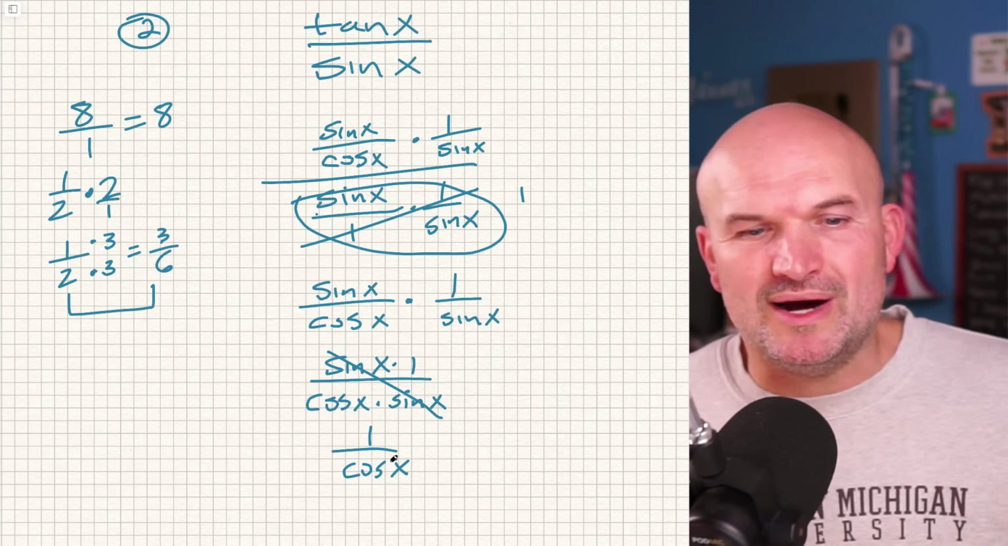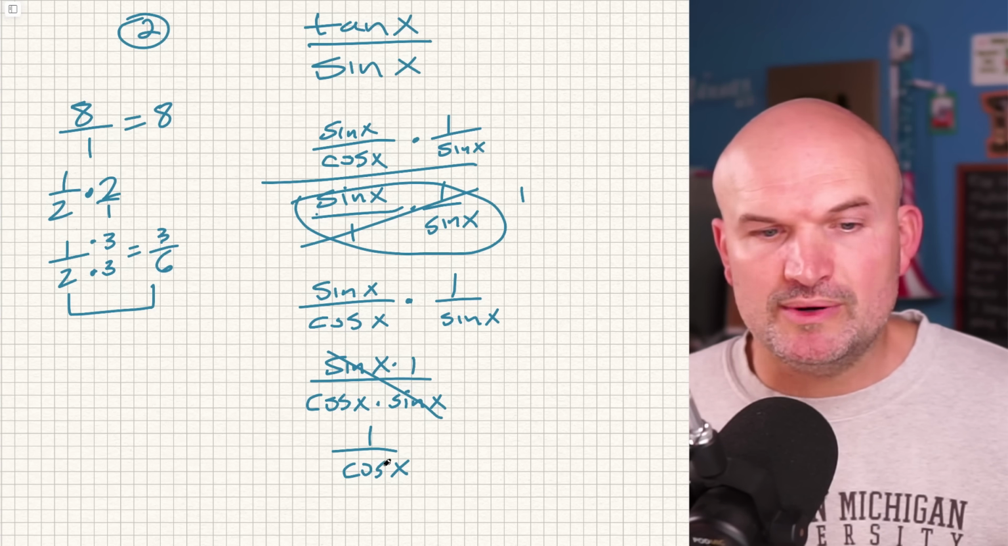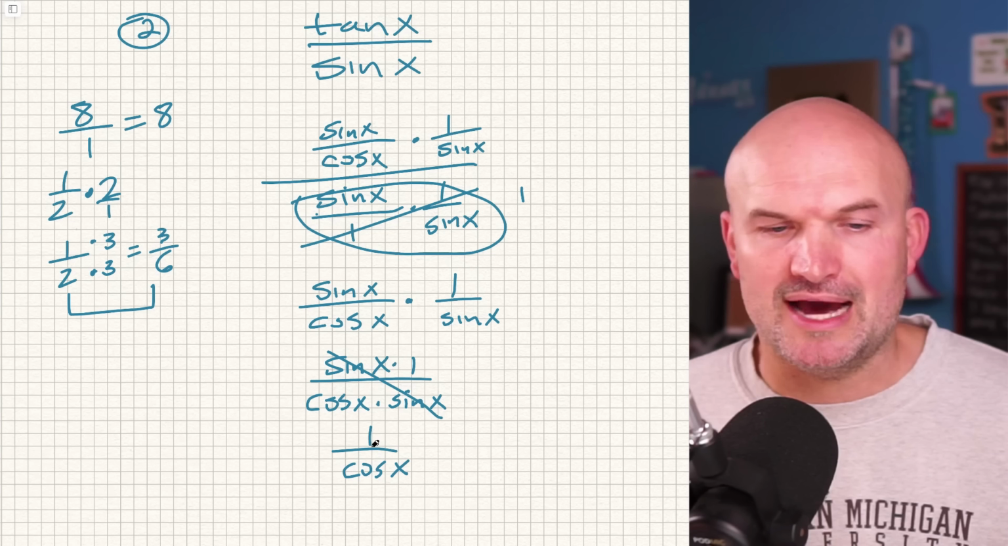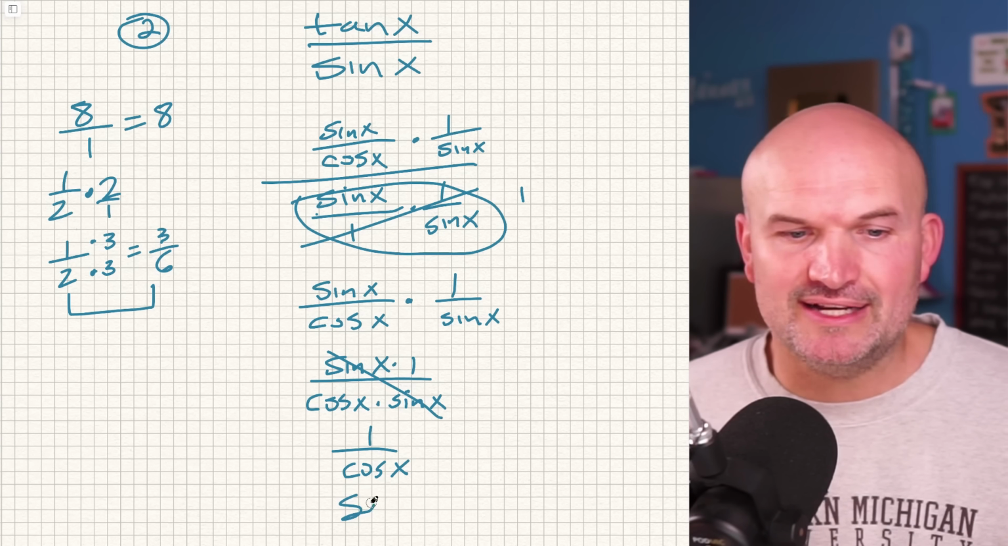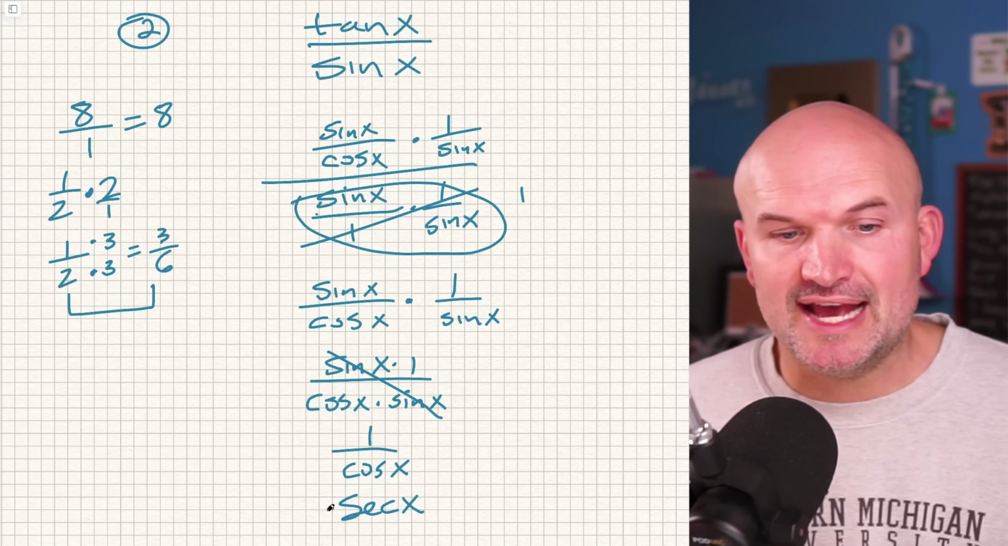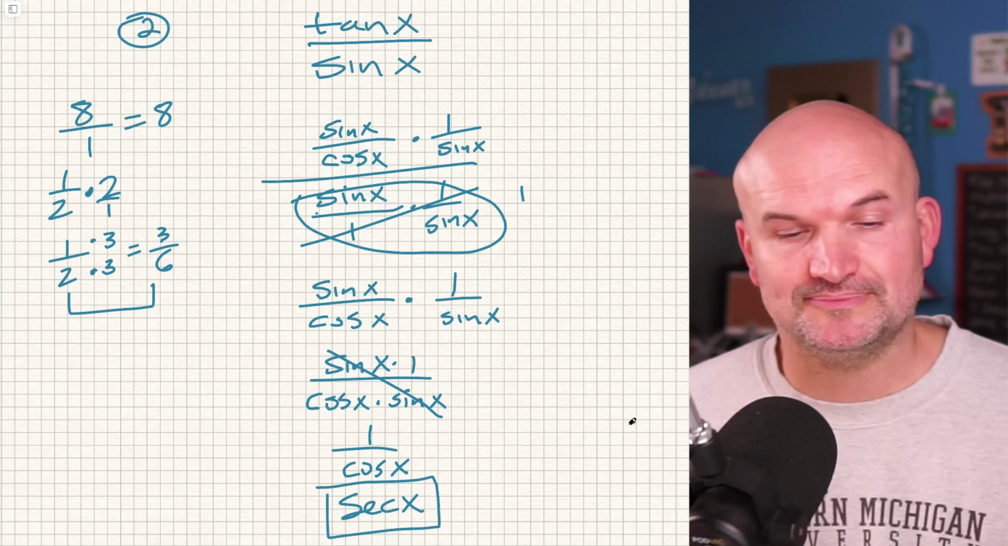But again, we really don't want to be dealing with fractions. So we want to say, well, can I simplify this any further? How can I rewrite 1 over cosine of x? And that can be simplified using the reciprocal identity as secant of x.